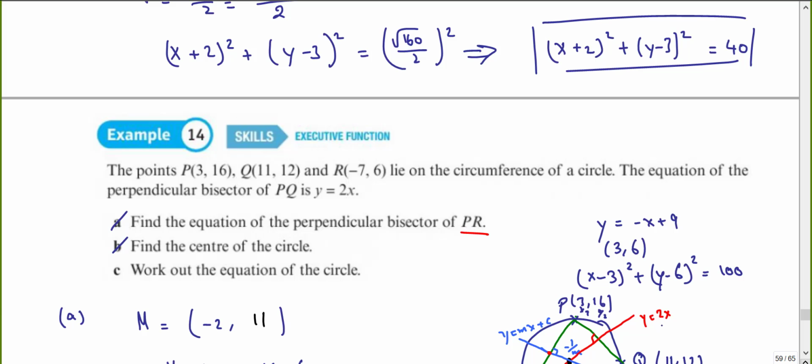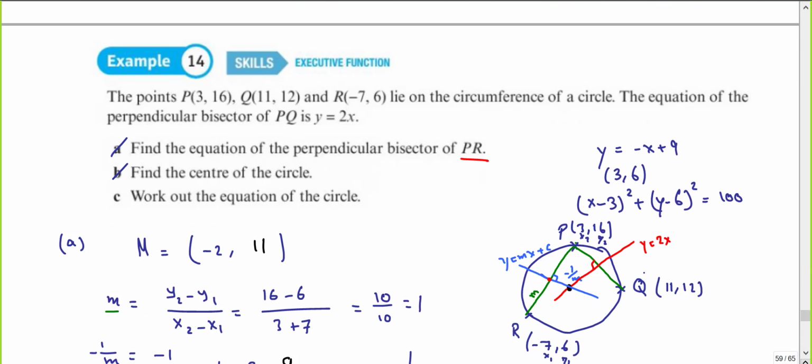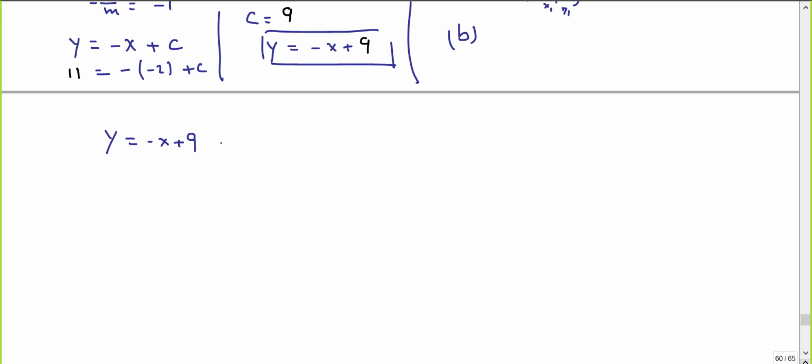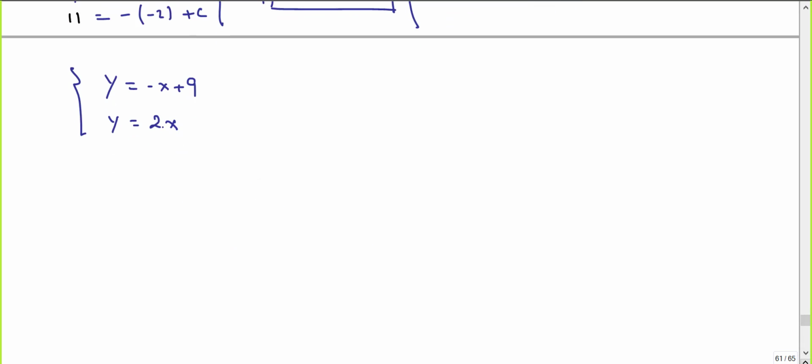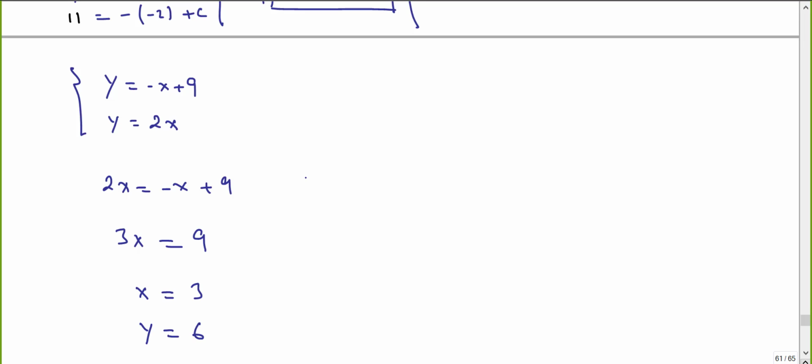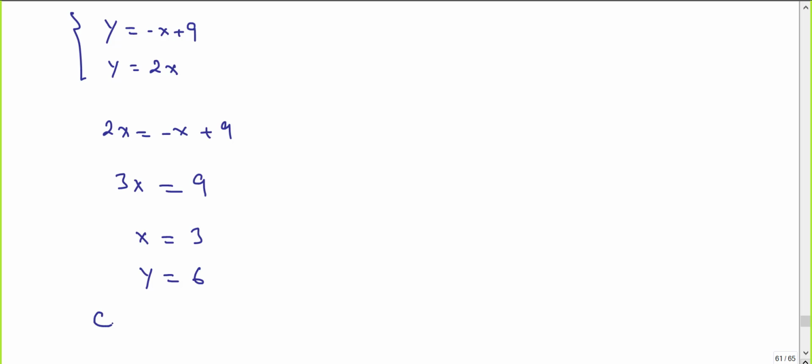There was a given y equal 2x. This one, the red one, y equal 2x. We have to solve these simultaneously and get the intersection point. How? Very simple. Just put them equal. So you can say 2x equal negative x plus 9, which means 3x will equal 9, which means x equal 3. Go back and substitute to get y, 6. So the intersection, or the center, will be 3 and 6. That's part B.